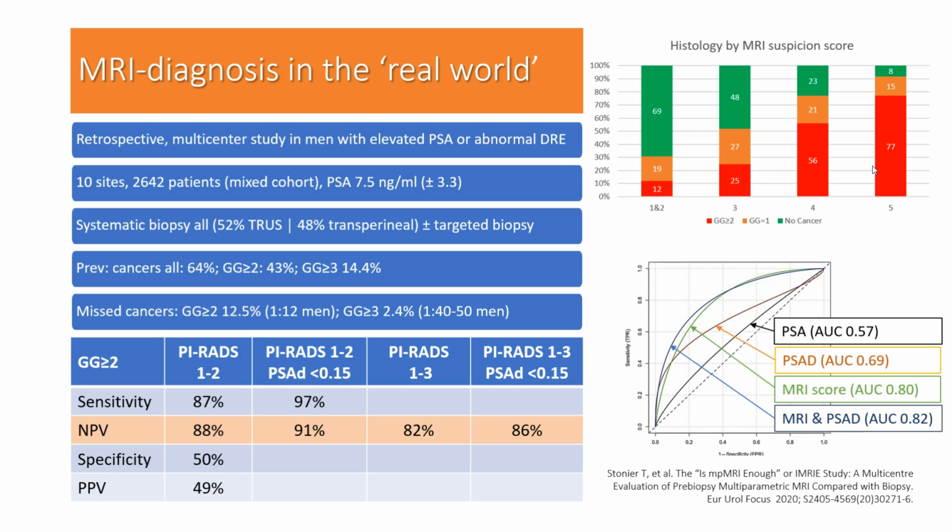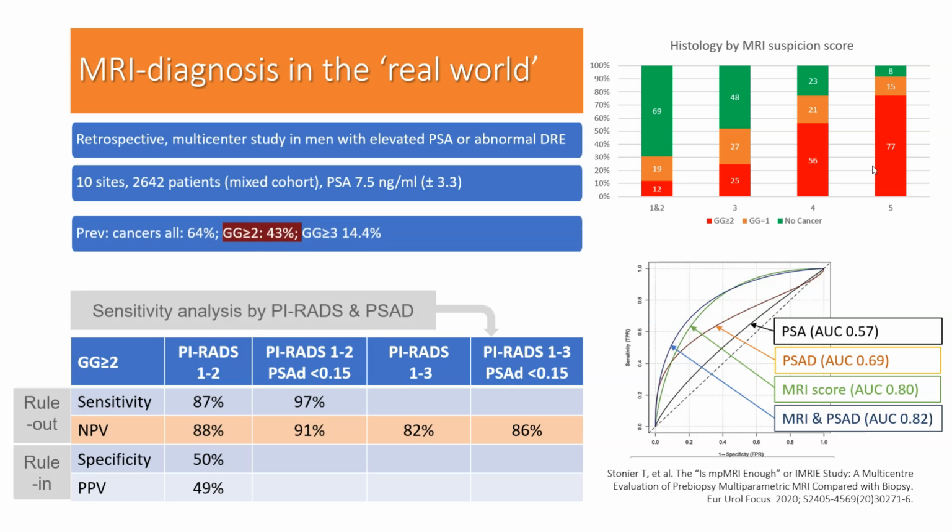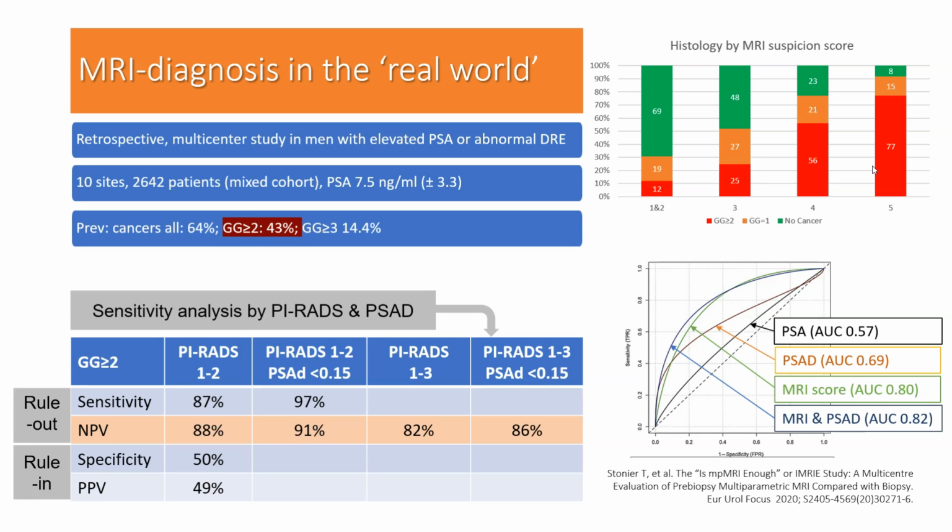So this is the IMRI study, which was a retrospective multicenter study looking at 10 sites with over 2,600 patients. In this study, you can see that the prevalence of clinically significant disease was 43%. On the left-hand side, you can see what is meant by the rule in and rule out ability. Rule in is positive predictive value and specificity. Rule out is sensitivity and negative predictive value.